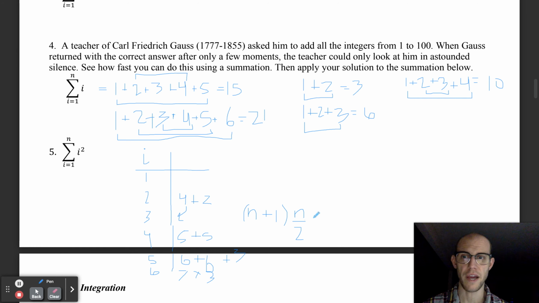So this is the pattern to find the first 100 digits. It would be 101 times 100 divided by 2, or just times by 50. This is the closed form of the summation of i from i equals 1 to n. You need to have that memorized, so you need to have this written down.